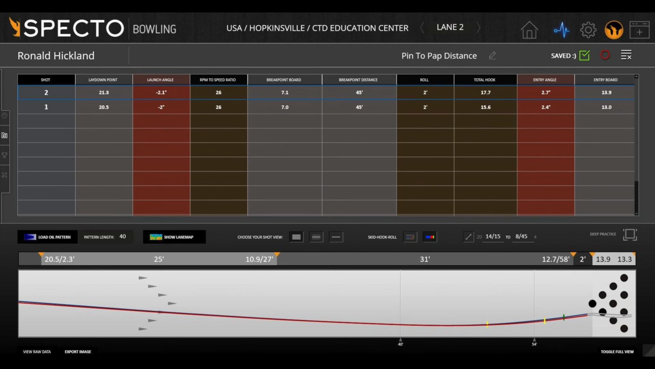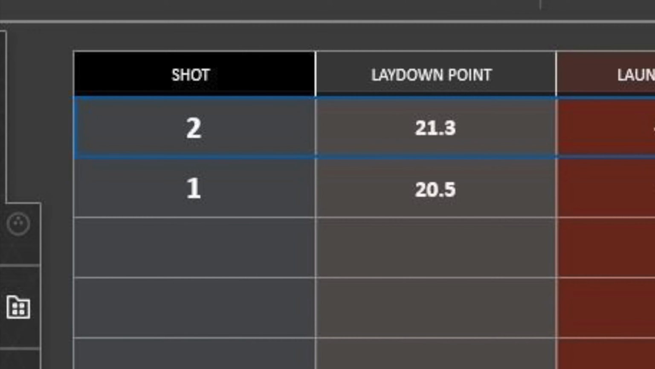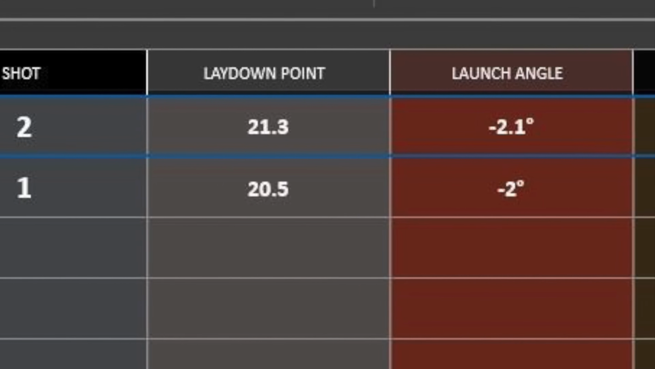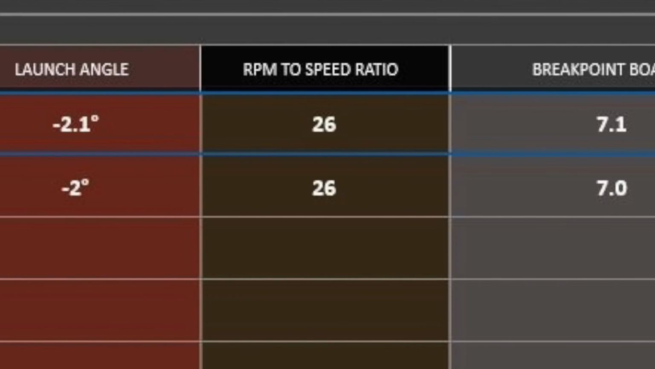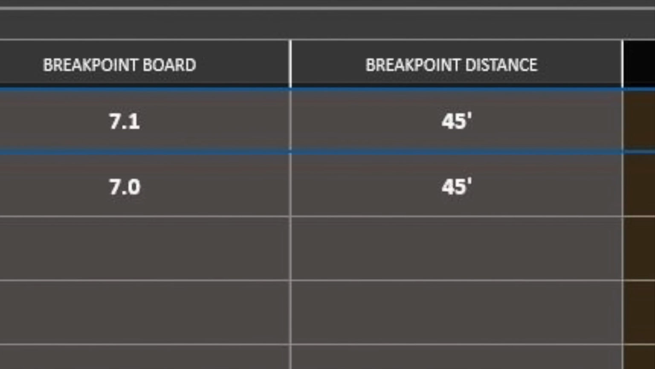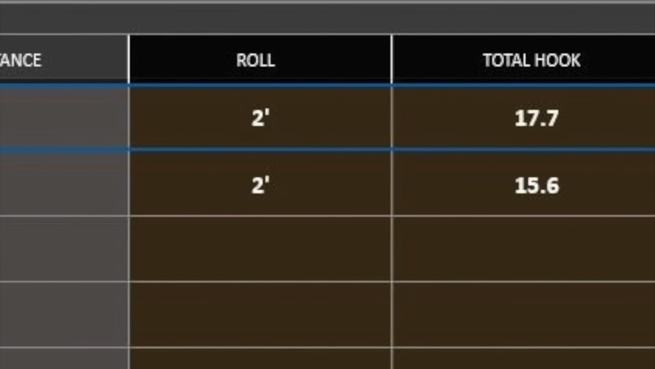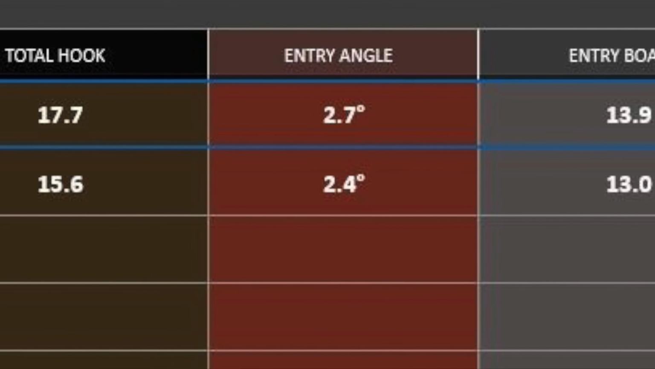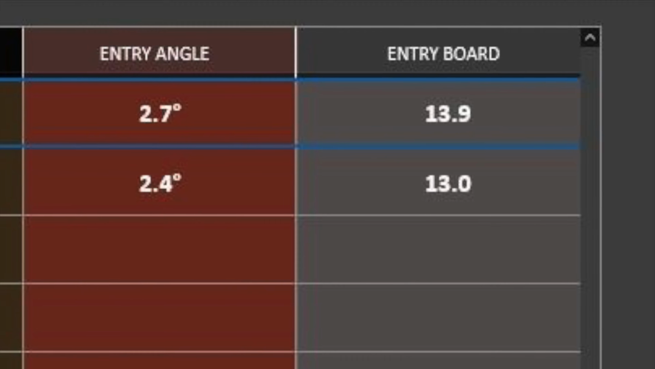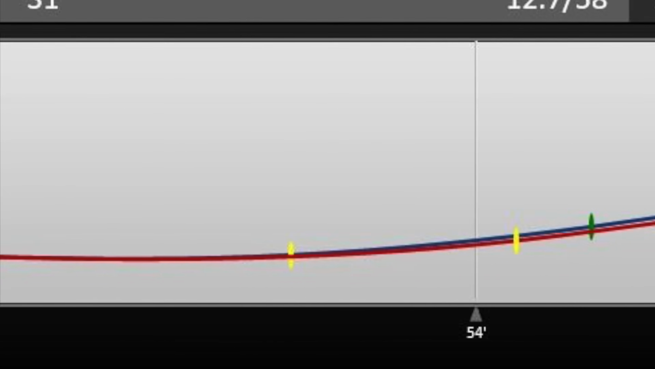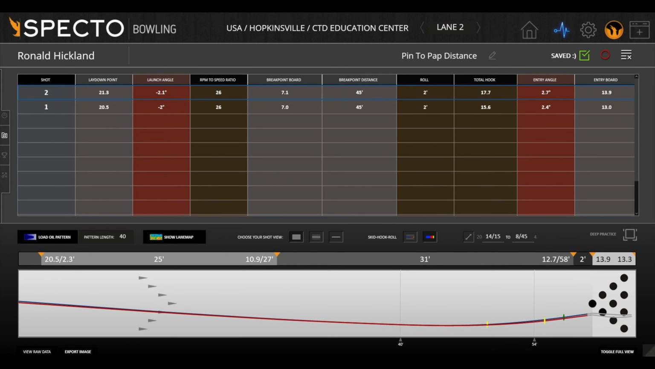When taking a look at the data, we can see that the laid on point was 21.3, the launch angle was 2.1 degrees, and that RPM to speed ratio, which is how we validate the shots, is exactly the same as the first shot. And now we can see that that total hook is 2.1 more boards compared to the first shot. When we take a look at this data from Specto, we can see that these shots were thrown exactly the same. And we got 2.1 more boards total hook out of the 4-inch pin to PAP ball compared to the 5-inch pin to PAP ball.